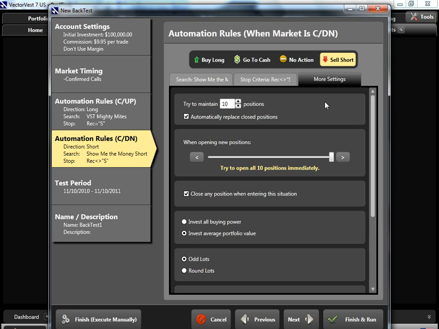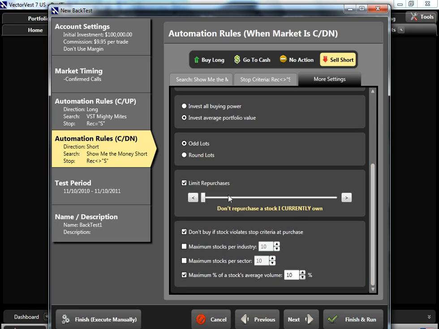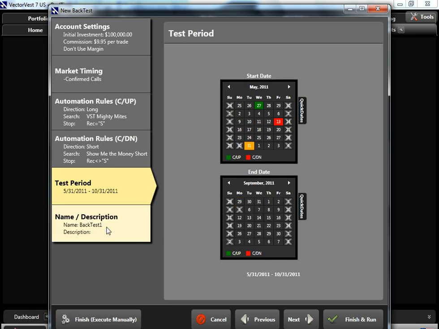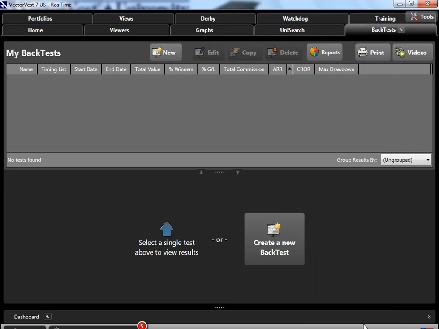For more settings, again, we'll use our defaults: 10 positions automatically replaced, close on entry, average value, odd lots, limit repurchases, don't buy if it violates the stop criteria, and no more than 10% of the volume. Our test period now will be set from May 31st to October 31st of 2011, and we'll give it a name. Flow short. That way I know I'm modifying the short side of the strategy. And this was going to be recommendation is not a sell. And I come to the bottom and I click finish and run.